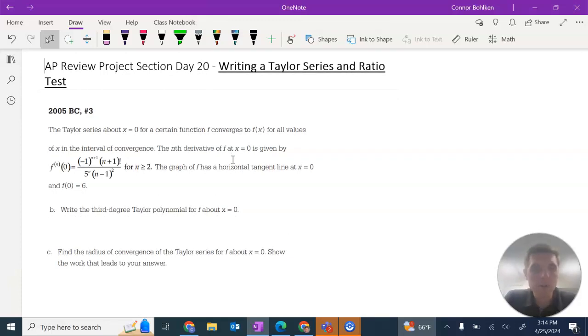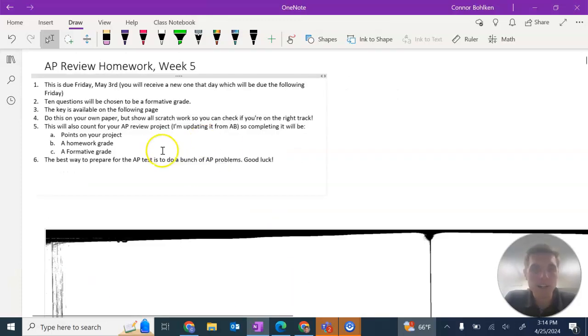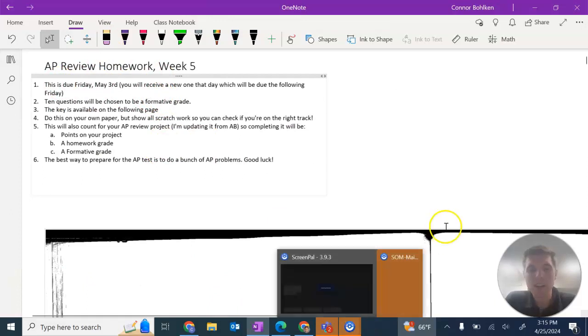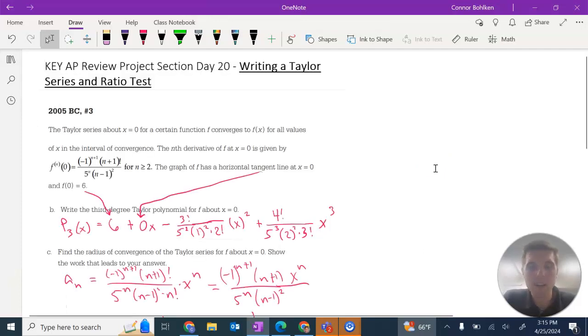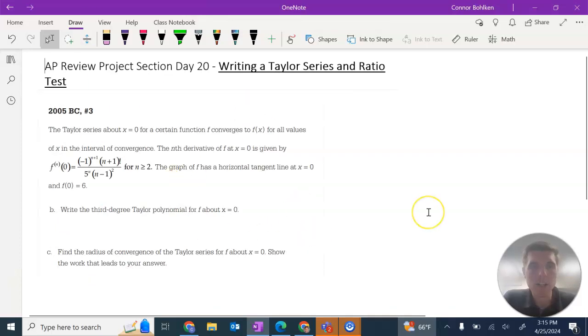The homework for this week is posted. Here it is, homework week 5, due Friday, May 3rd. Senior signing day is on Thursday, May 2nd, so we won't have class that day. Just make sure you get this done before Friday. Good luck. Here's your section. Pull out your computers, do that in your packet. Ready to go.